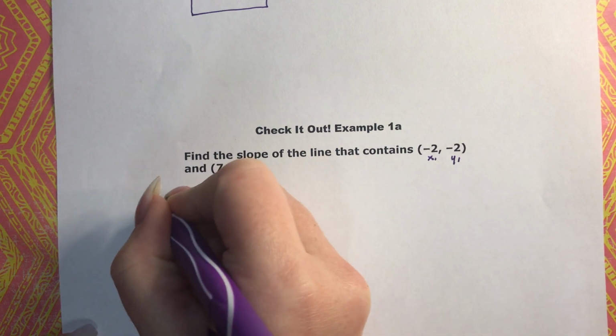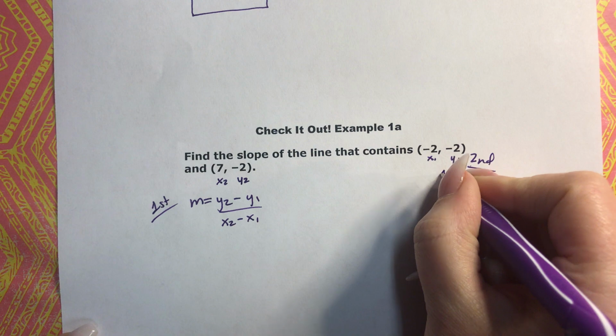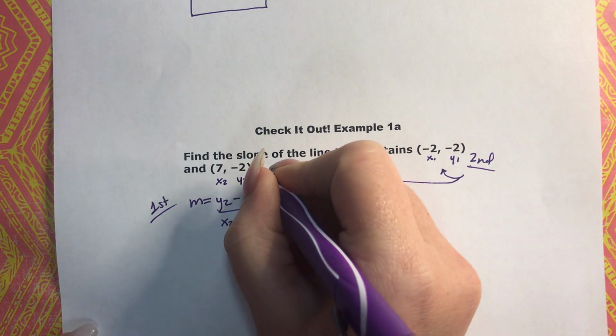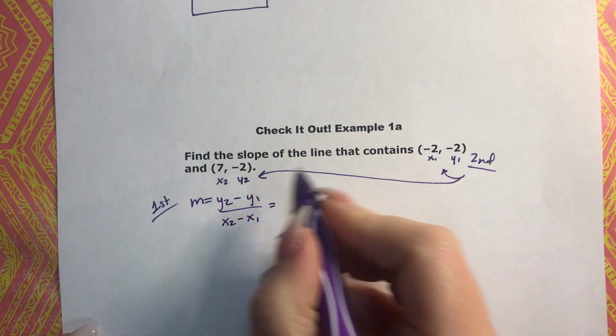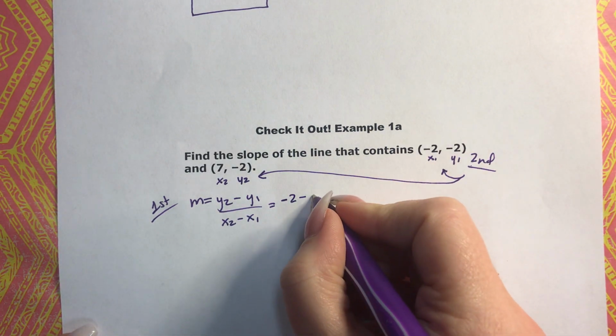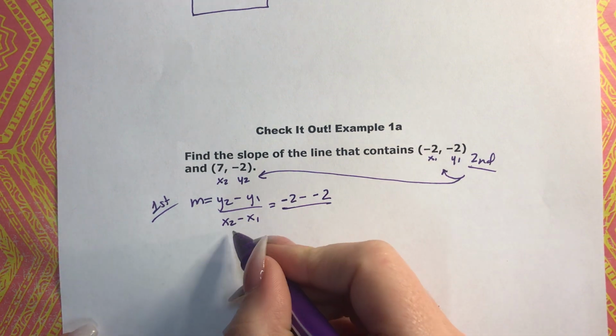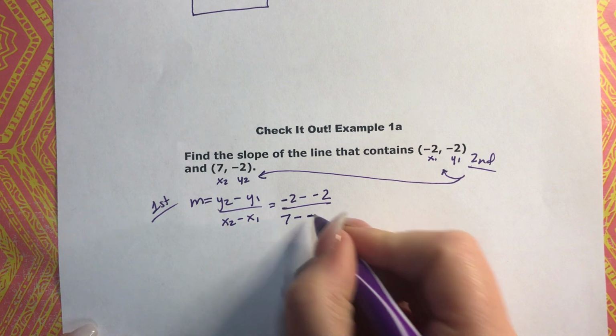So this is what I did first. This is what I did second, was define terms here and over here. Okay, then you just plug it into the formula. So y2 is negative 2 minus y1 is negative 2, all over x2 is 7 minus x1 is negative 2.